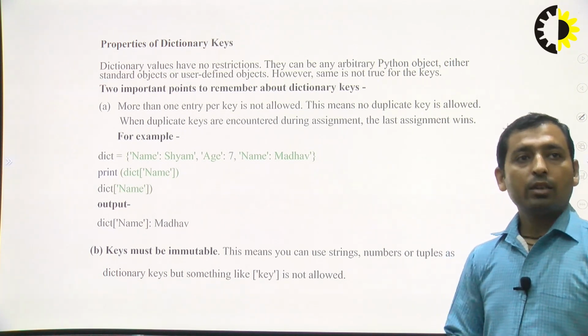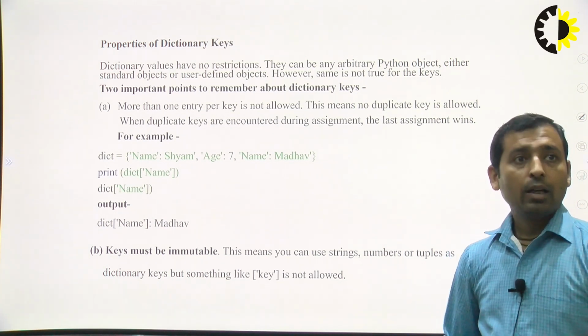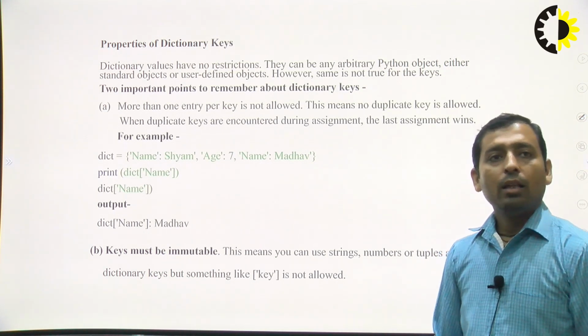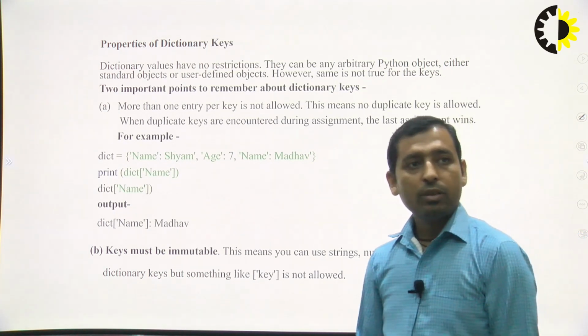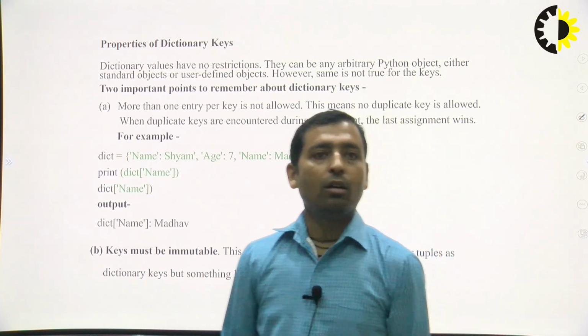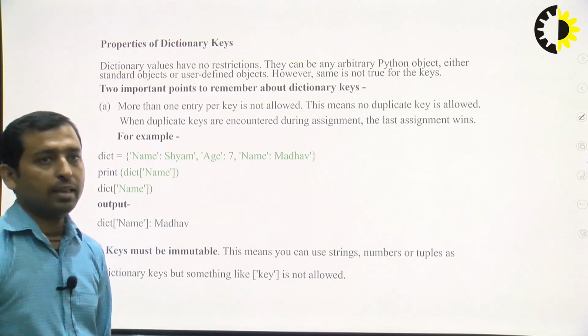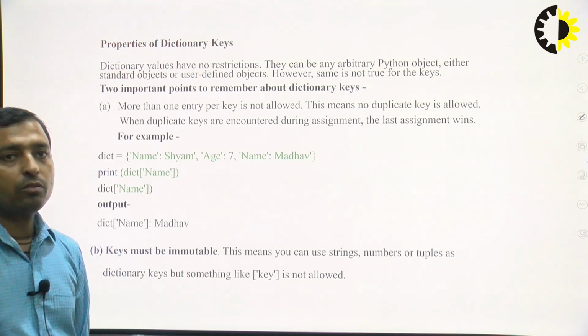Some properties of dictionary keys. Dictionary values have no restriction. A value may be any type. This can be any arbitrary Python object, either a standard object or a user defined object. However, the same is not true for the keys. Two important points to be noted for the keys.